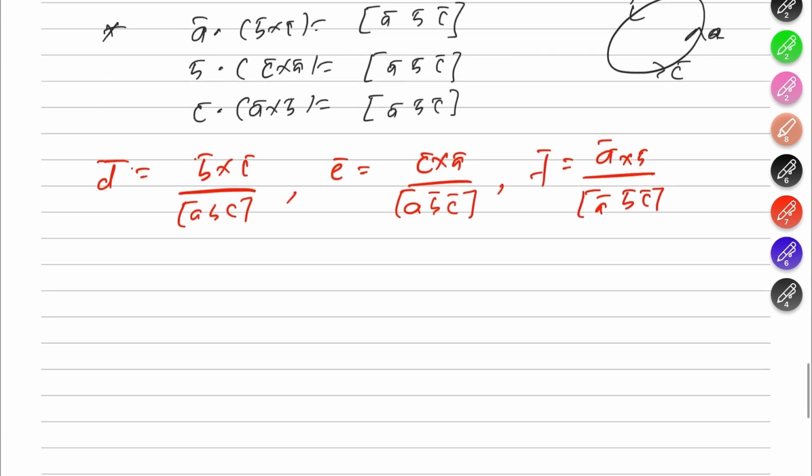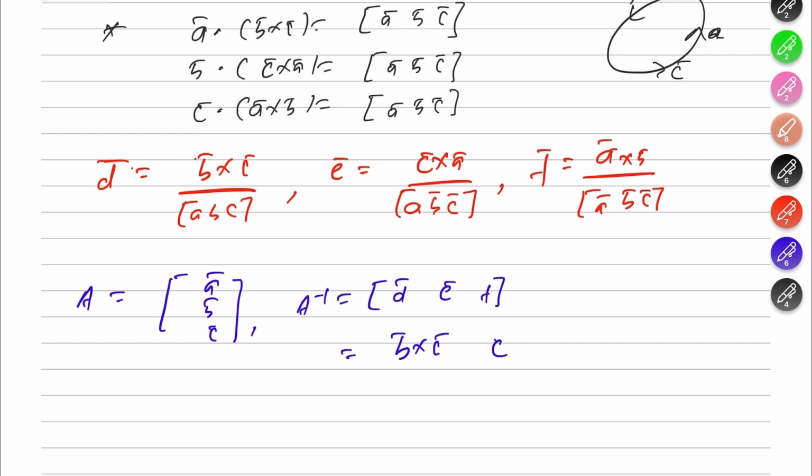So that means what is our A? A was A, B, C. So what is our A inverse? A inverse was D, E, F. And what is D, E, F? B cross C, C cross A, and A cross B, divided by box of A, B, C, the scalar triple product.